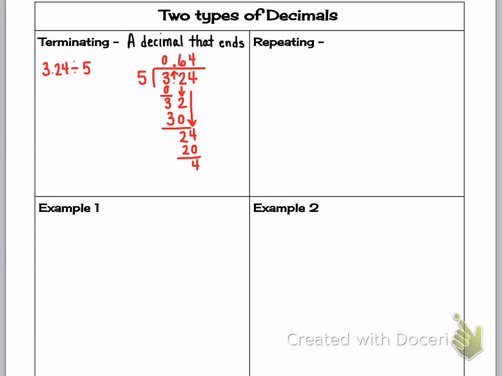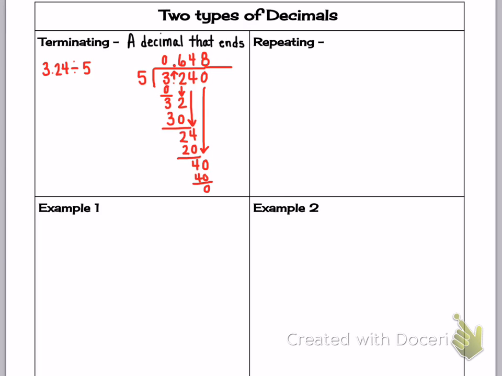Now, we've already been talking about this. Right now, it looks like we still have a remainder, but we know that you can add zeros to the end of any decimal, and it doesn't change the value of the decimal. So I'm going to add a 0 to the end of the number I'm dividing into. Bring that 0 down next to the 4. Now I have 5 goes into 40 8 times. 8 times 5 is 40. Subtract, and I get 0. So it ends. It ends at 0 at the end of my long division problem.